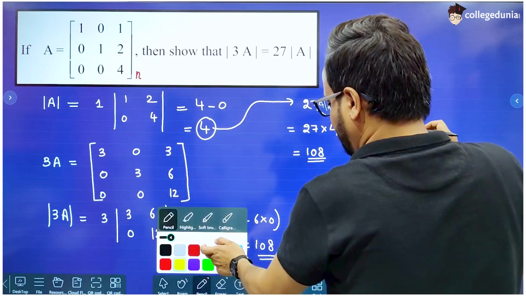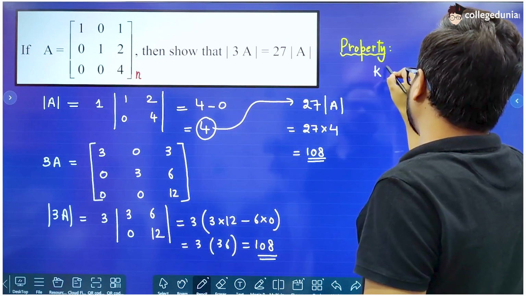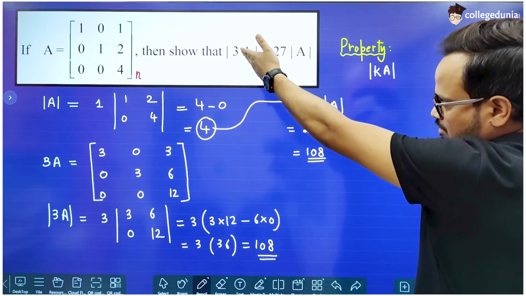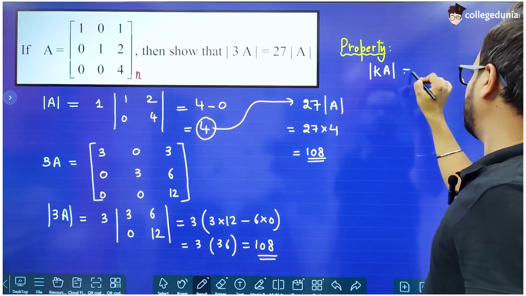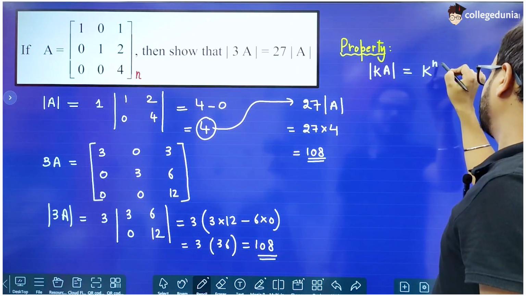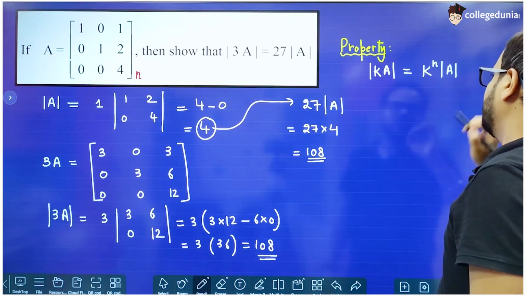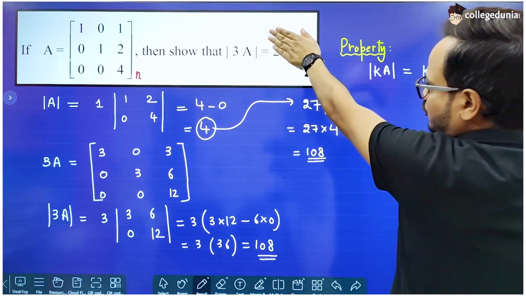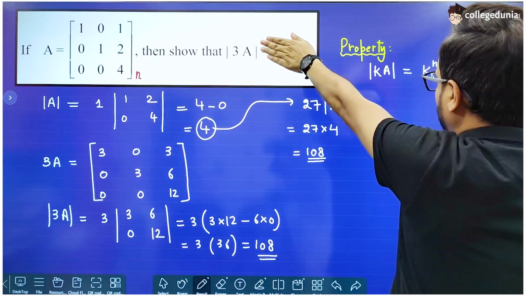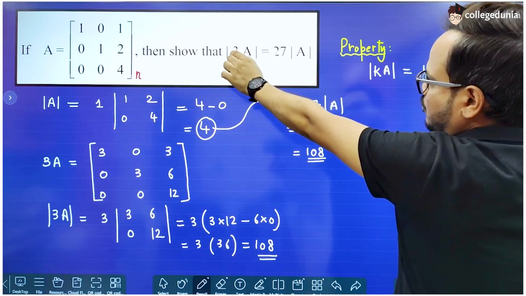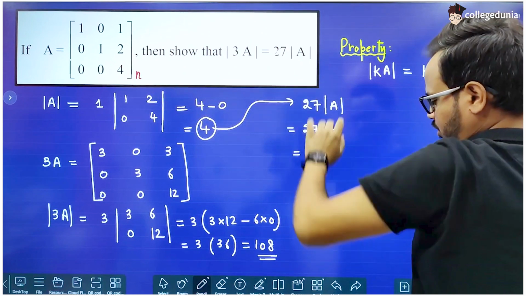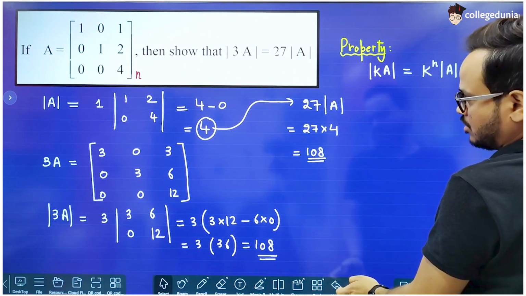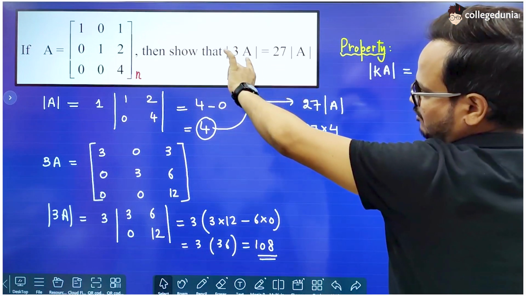The property is the determinant of kA, where k is a number that we have multiplied with the matrix, which was 3 in this case, is equal to k raised to power n into the determinant of A, where n is the order of the matrix. For example, suppose we did not know this, right? So we will not directly find the value of the determinant of 3A.